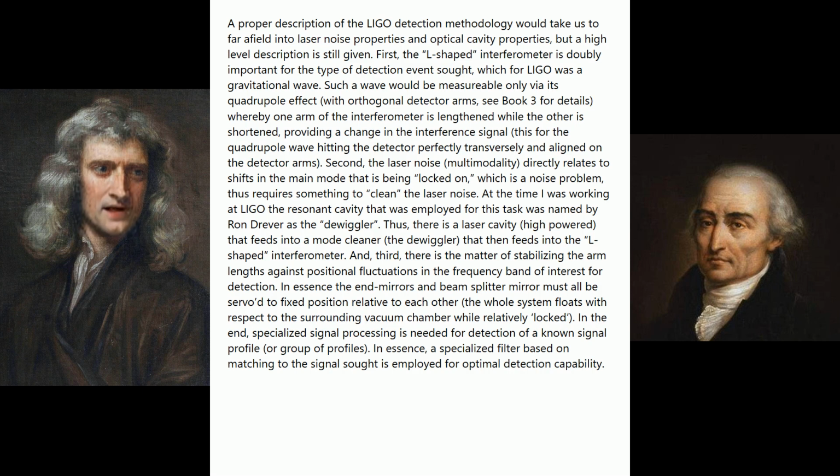First, the L-shaped interferometer is doubly important for the type of detection event sought, which for LIGO was a gravitational wave. Such a wave would be measurable only via its quadrupole effect, with orthogonal detector arms, see Book 3 for details, whereby one arm of the interferometer is lengthened while the other is shortened, providing a change in the interference signal. This for the quadrupole wave hitting the detector perfectly transversely and aligned on the detector arms.